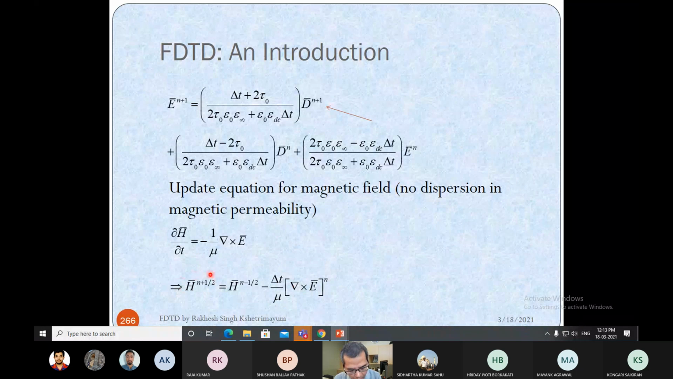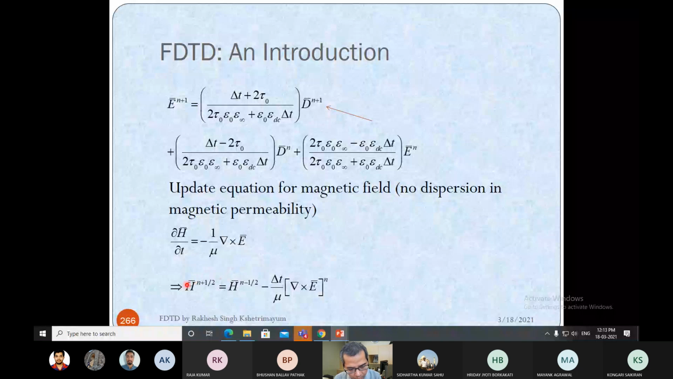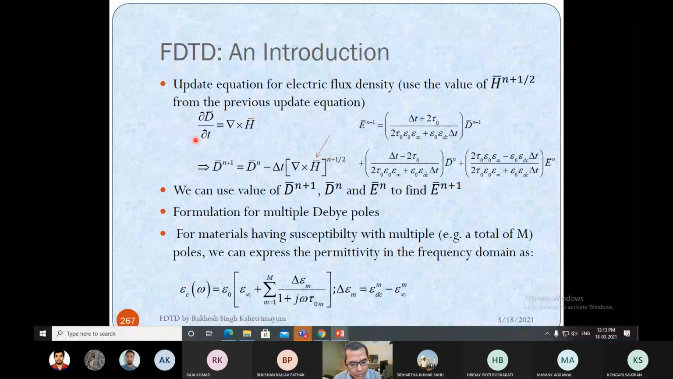Why I'm finding out this H n plus half is because when I want to find D n plus 1, I need to know what is H n plus half. That will be very clear from this next equation. This is again another Maxwell curl equation. So del by del t of D equals curl of H. So I wanted to find D n plus 1, and I can find it from here. D n plus 1 is equal to D n minus delta t curl of H at n plus half.